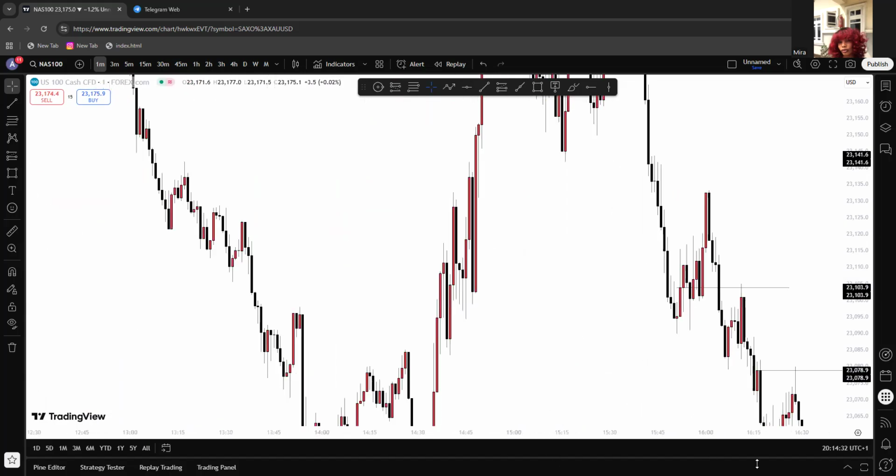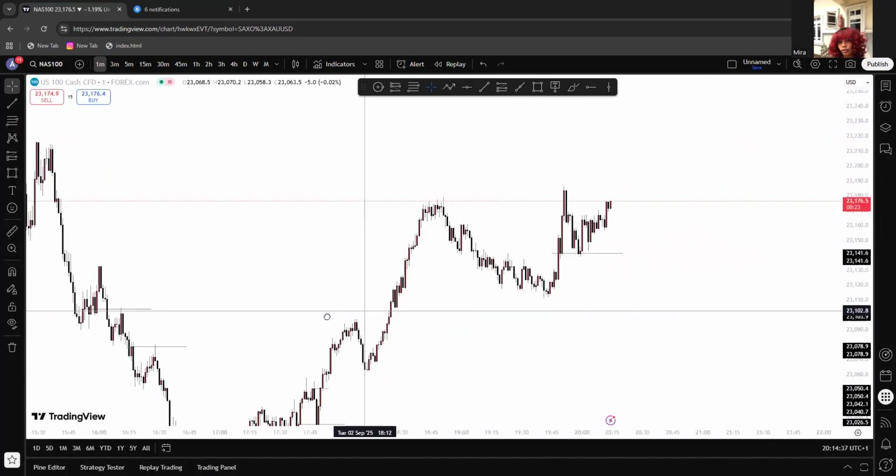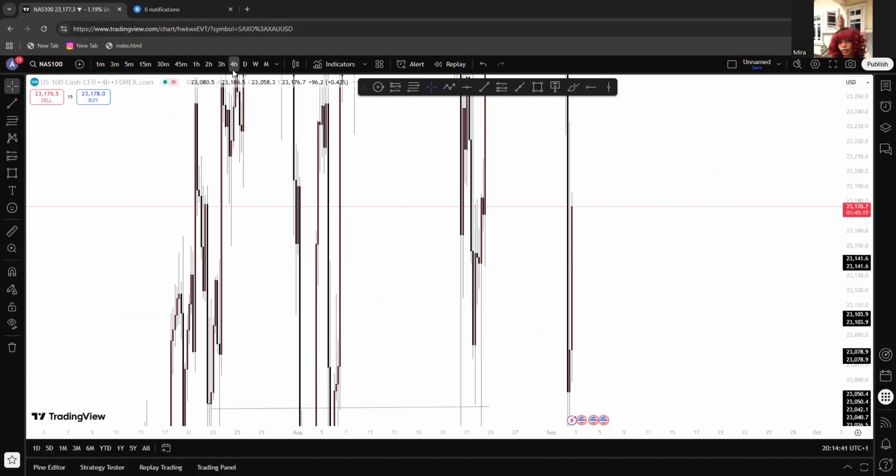So it has to touch a key level for it to move. Price moves with key levels, and that is just the basics of key levels. That's just the first topic, the identity of key levels.